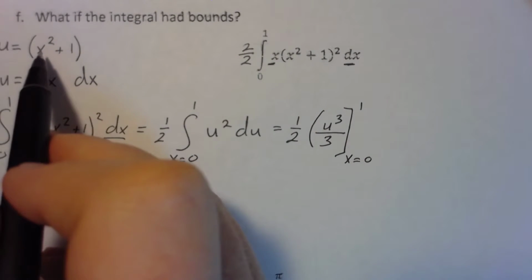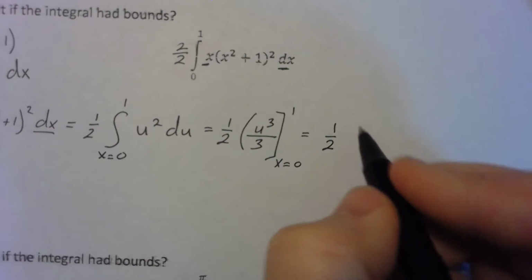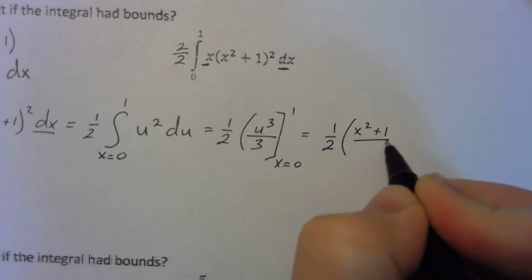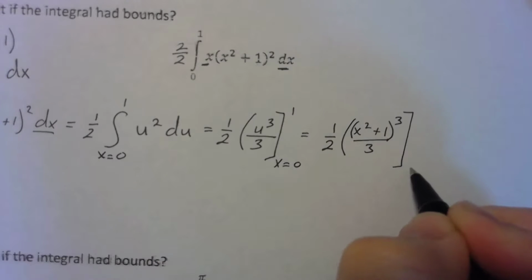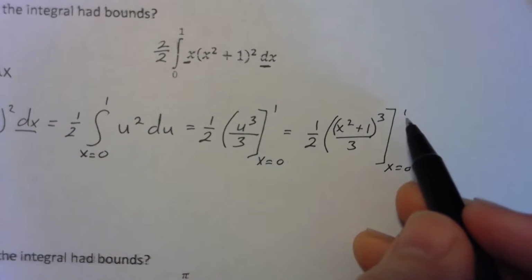We have to make sure that we back substitute what u really is. So in this example, I'm going to have 1/2 times (x squared plus 1) divided by 3. But that x squared plus 1 is to the power of 3, still evaluated from x equals 0 to 1. And again, it's important that we write the x equals from 0 to 1.